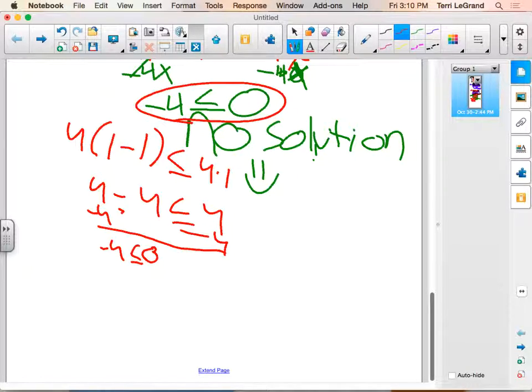True. Isn't negative 4 less than or equal to 0? So this is true. If it's true, that doesn't mean no solution. It means all real numbers. Yeah, and we should have had something like this in the notes we took on our own.